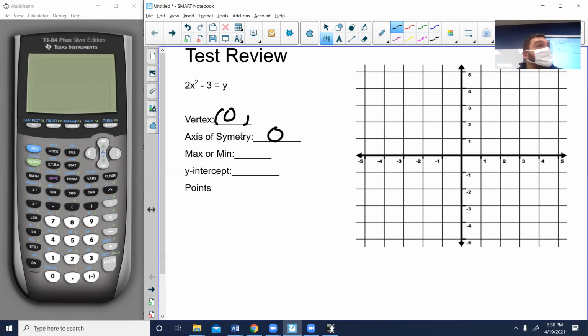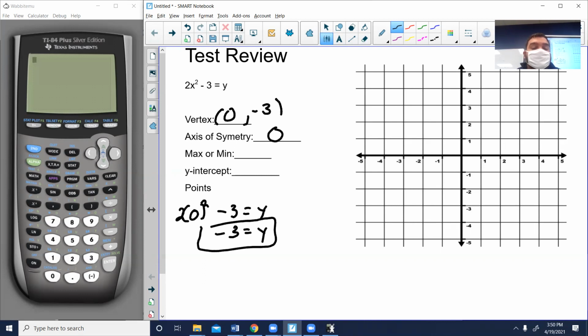Now, to find the Y of the vertex, you plug in your X of the vertex. So you plug in 0 here. 0, 2, 0 squared minus 3 equals Y. Negative 3 equals Y. So that means the Y of your vertex is negative 3. This is how your questions are going to look like, literally.